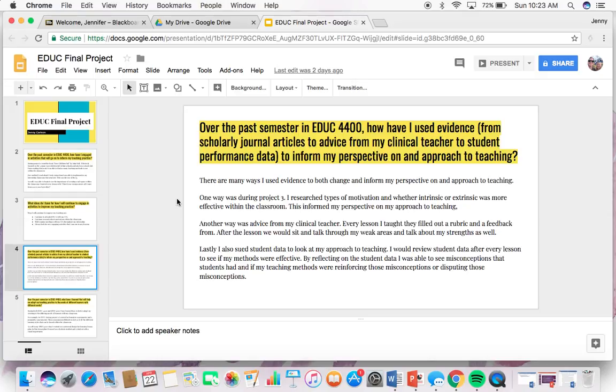It might have been because I didn't teach this as well, or my method wasn't effective, or maybe they just weren't listening. And then again, we were able to sit down and talk through it, and then they were able to plan their next lesson accordingly. So I was really able to use all three of those to help inform my perspective on teaching. And then through that, I changed my approach to teaching from lesson 1 that I taught to lesson 2 because of the student data. I was really like, okay, this method didn't work, let's try a new one.